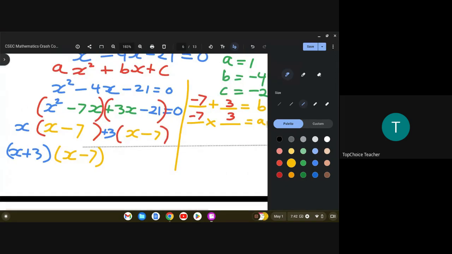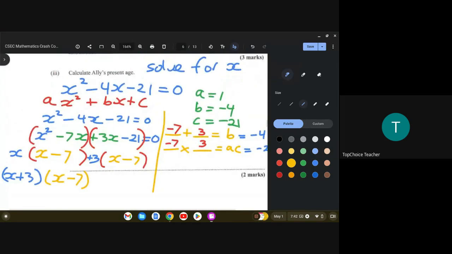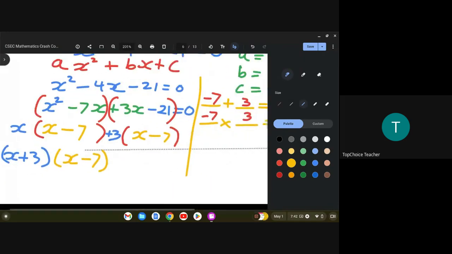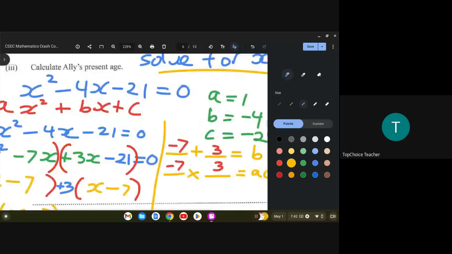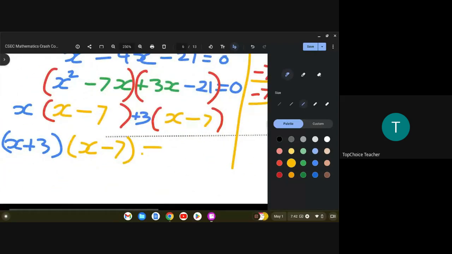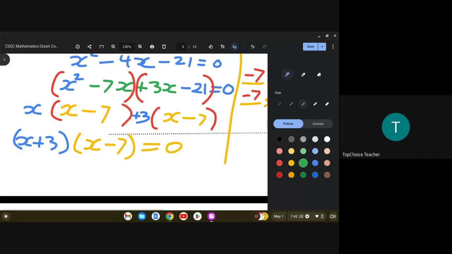But are we finished? No, the goal is to solve for x. We are not finished. Now remember that this equation was equal to 0. That means that these factors are also equal to 0. The way we finish this question is by setting each factor equal to 0 and solving for x. Is that sounding familiar to some of you?